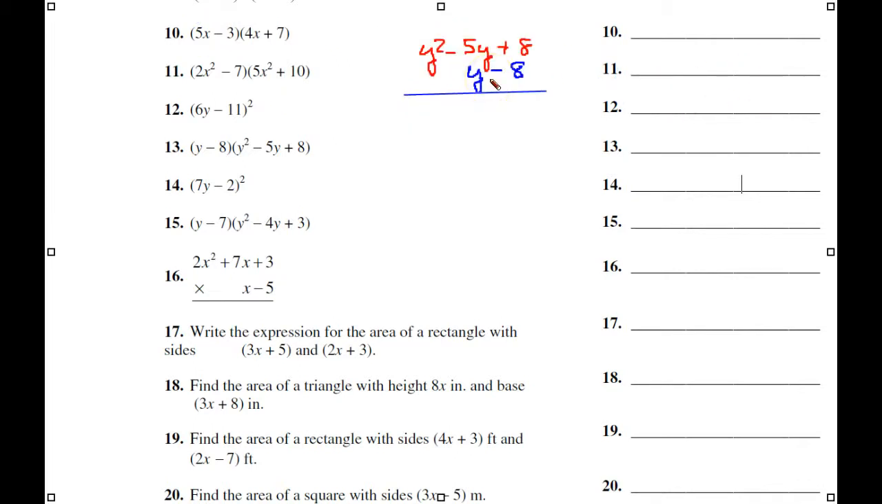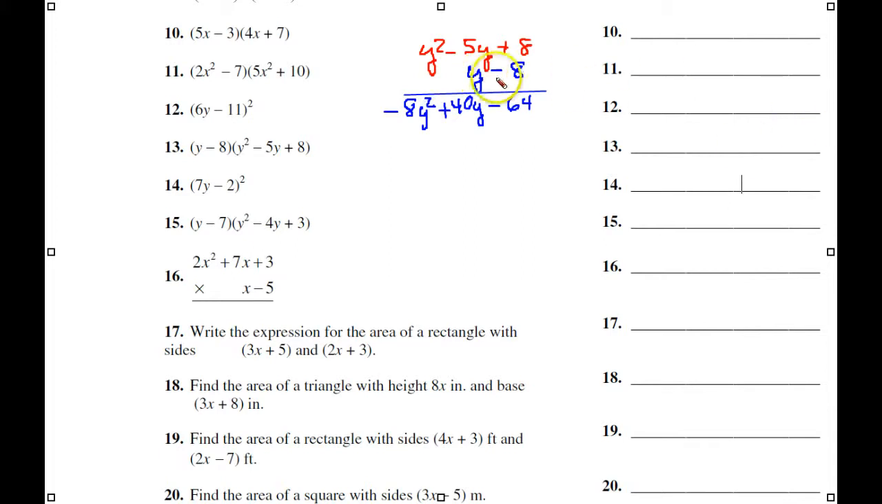Now as we set up number 13, you could set it up horizontally, but I like this method of vertical multiplication. So now, a negative 8 times a positive 8 is a negative 64. A negative 8 times a negative 5y is a positive 40y. A negative 8 times this is a negative 8y squared.